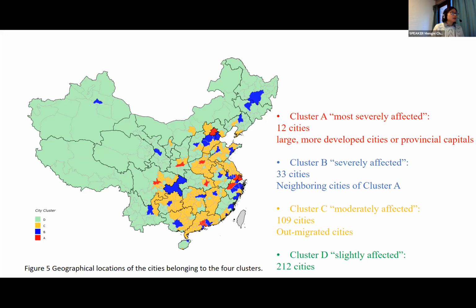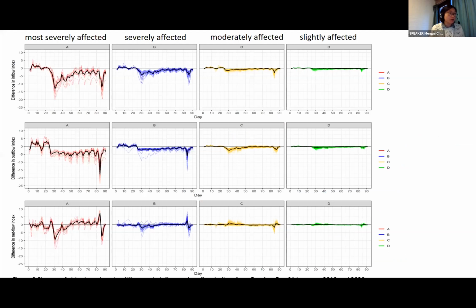For the city level analysis, we identify which cities in China are affected severely. We identify 12 cities that are large, more developed cities or provincial capital cities located in the red area, the most developed and most severely affected. And the last three groups are not that severely affected. This highlights how severely affected the experiences were.